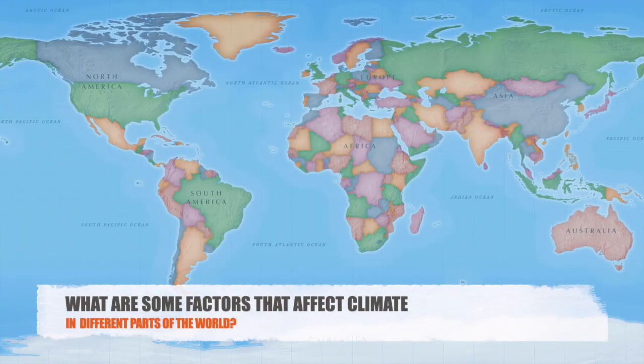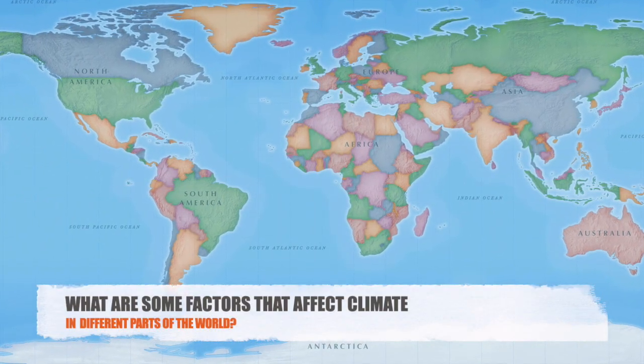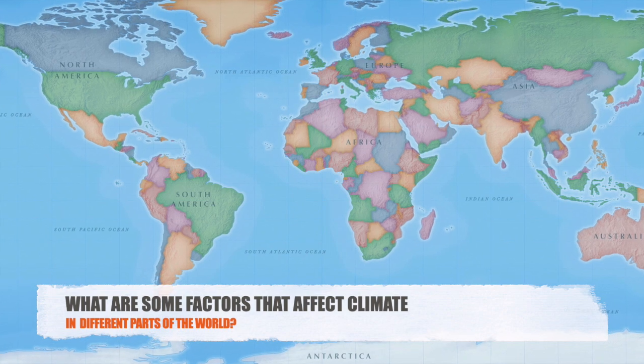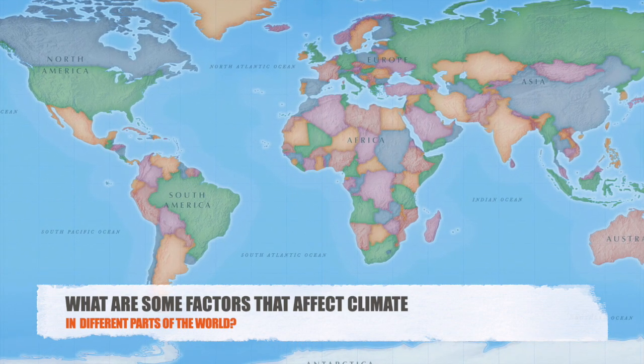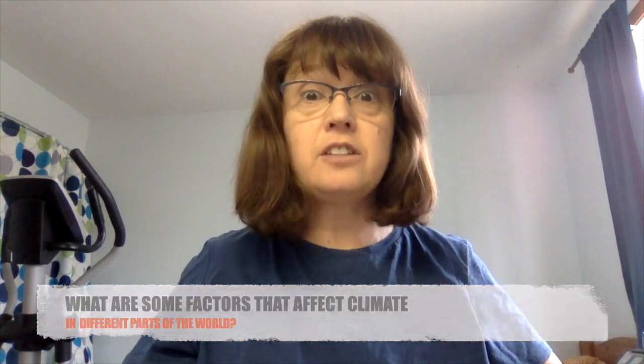Throughout our video, we are going to talk about 3 different climates: temperate, tropical, and polar. As you're observing those different climates, you'll be thinking about, I wonder why they have different climates. Because at the end of the video, I'm going to ask you to answer this question. What are some factors that affect climate in different parts of the world? I think you'll know the answer at the end of the video.